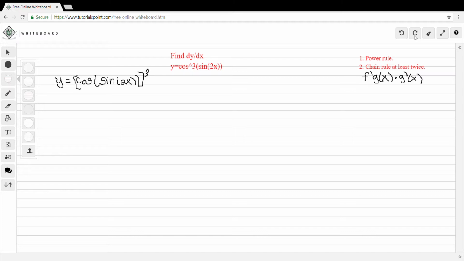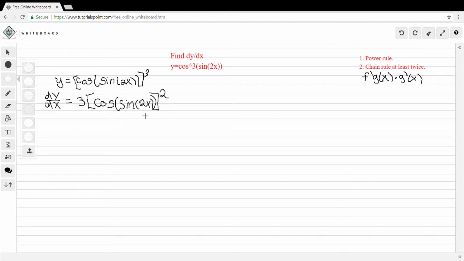Now to take the derivative of this, you must use the power rule. So you bring down that 3. So it's 3 times that whole thing, cosine of sine 2x. And then it's always minus 1 of the original power, so it's going to be squared. Okay, so then we have to take the derivative of this whole thing, right?